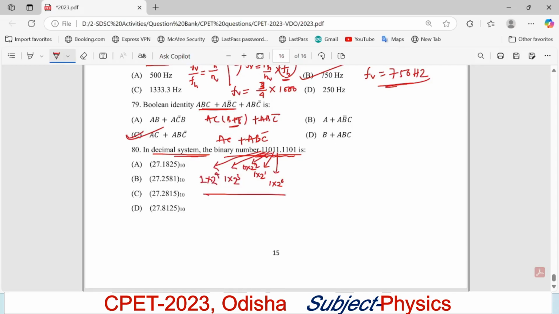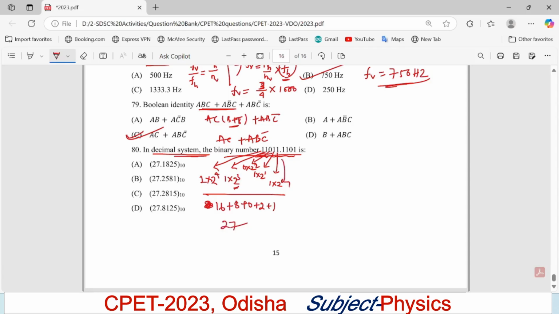So first calculate this one. 1 into 2 to the power 4 is 16. Sorry, 16 plus 2 to the power 3, 8. This is 0, this is 2, and this is 1. So this value will be how much? 8 plus 2 is 10, plus 1, 11, plus 16, 27.